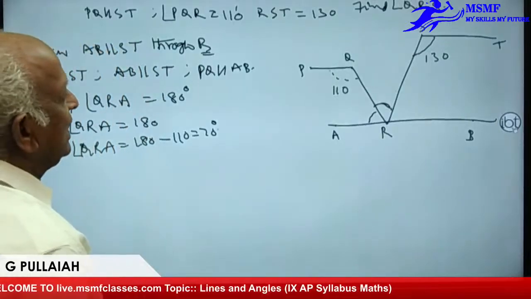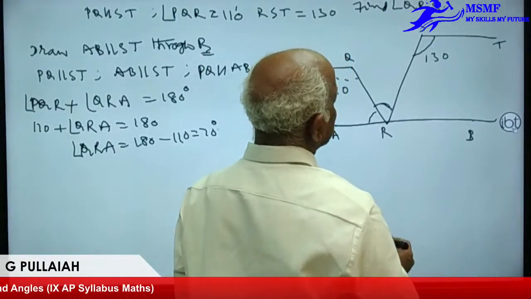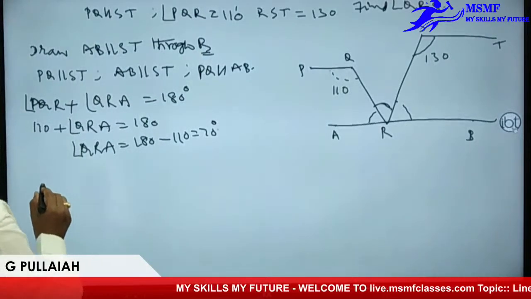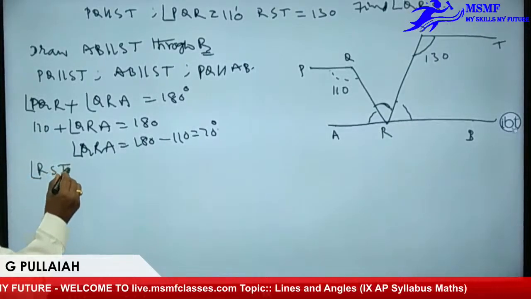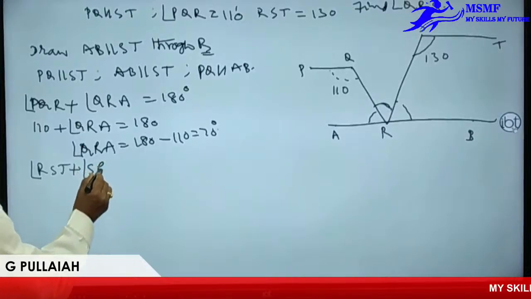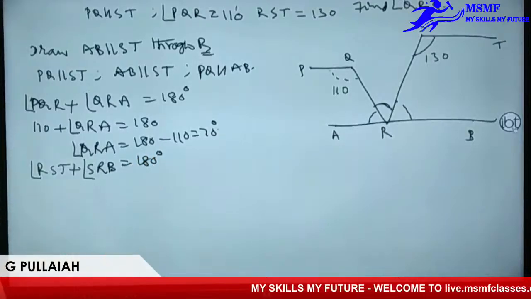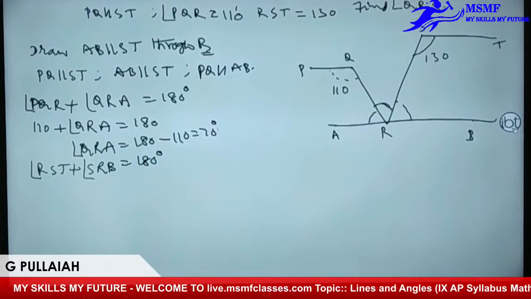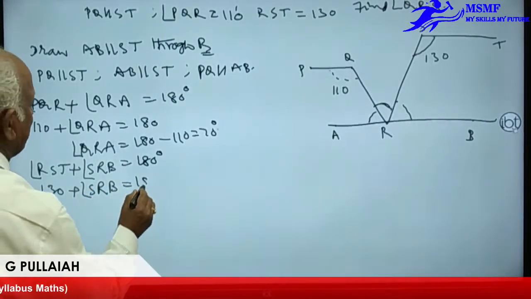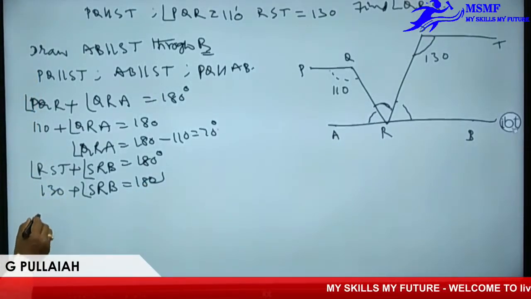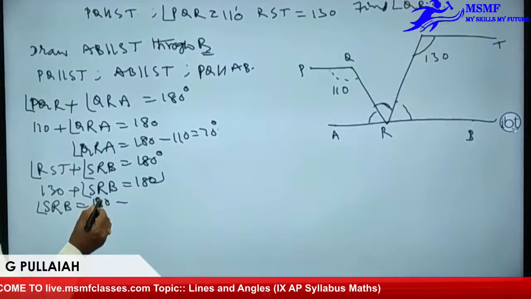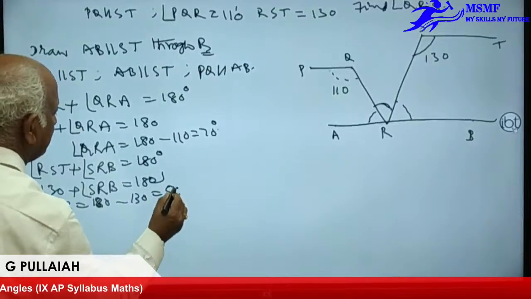Similarly, observe angles RST and SRB. Taking these two, the sum is equal to 180 degrees. It is given that RST is 130 degrees, plus angle SRB is equal to 180 degrees. Therefore, you can say angle SRB is 180 minus 130, which is equal to 50 degrees.